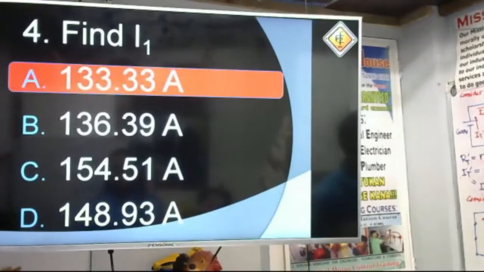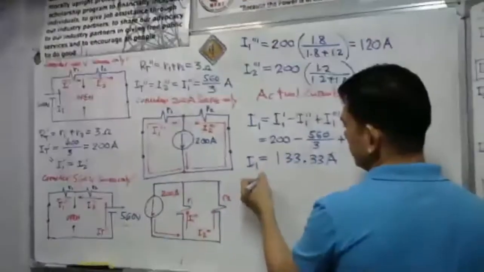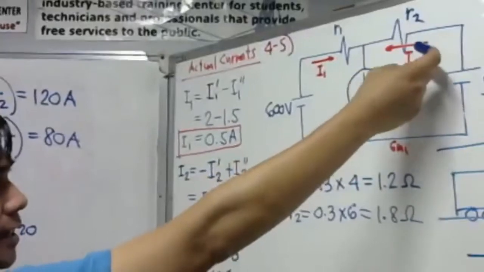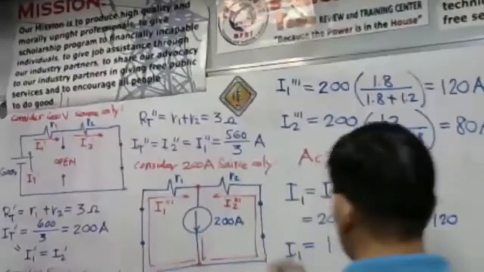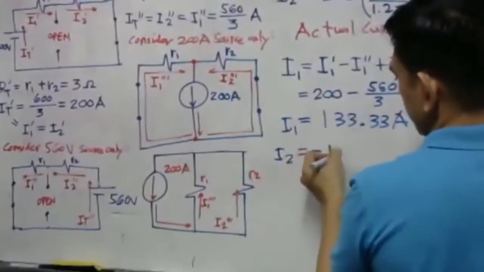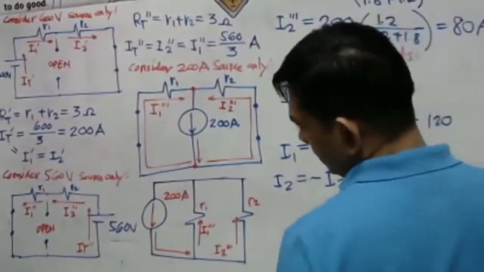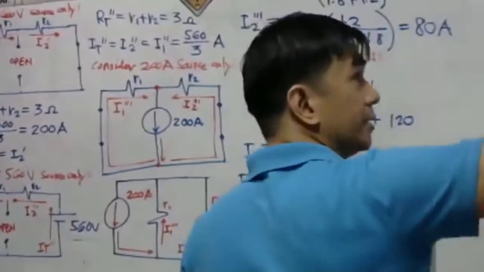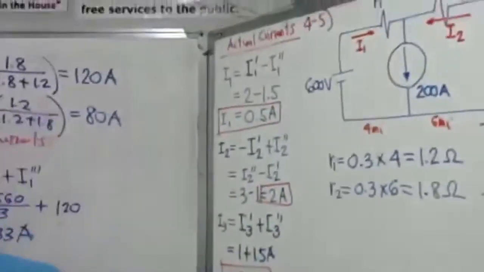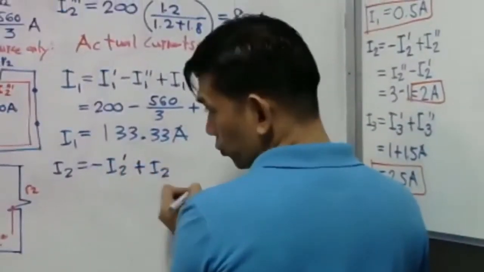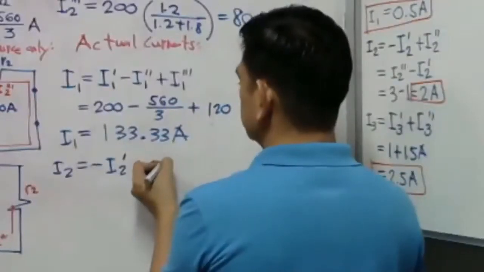So, punta tayo dito sa I sub 2. Take a look. I sub 2 from the original is going to the left, but our prime is going to the right. So, therefore, negative I2 prime. What about the double prime? The double prime, I2 originally is going to the left. The double prime is to the left also. So therefore, plus I2 double prime.